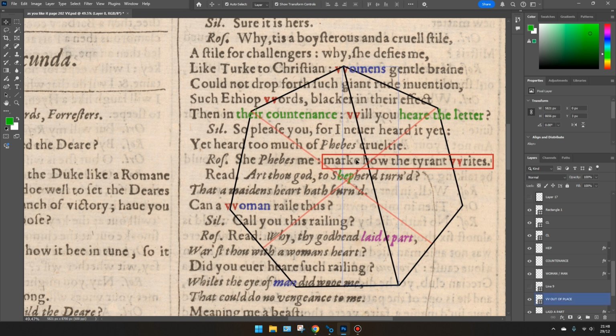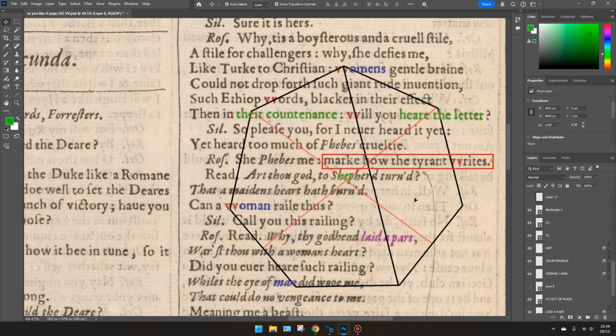So this, mark how the tyrant writes, would be an instruction in how you actually make it, not an instruction that you would read after you place it. What it kind of gives you the idea is that there are instructions in these pages that should be taken into account before we actually place it down. So sometimes what you're reading in these plays could be a simple instruction. I hope that kind of made sense there.